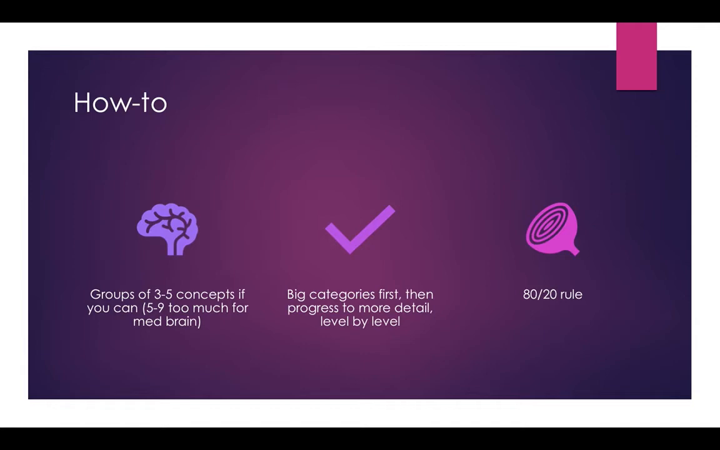Start with the big categories, like for a lecture, what are the main 3 topics, or 4 or 5? Start there and then go into that, okay, now in this category, what are the main 3 to 5 main subtopics? And so you can progress to more details and more levels of nuance, but I found it really helpful to start broad. And of course, the 80-20 rule.